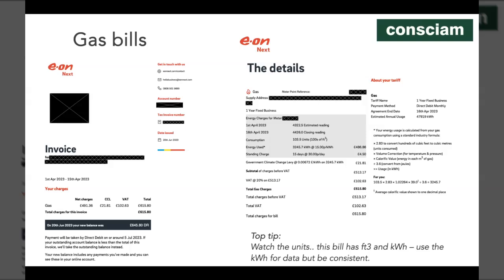The other thing to look at on this bill in particular is the units. It's displaying a main record of 103.5 units, but this is in hundreds of cubic feet. That tends to be an older measure, probably an older meter, but they've done a conversion for you here into kilowatt hours. So you can see that it was 3245.7 kilowatt hours. I'd recommend you use that on the bill. You don't need to allow for any standing charges. That doesn't need to be included.